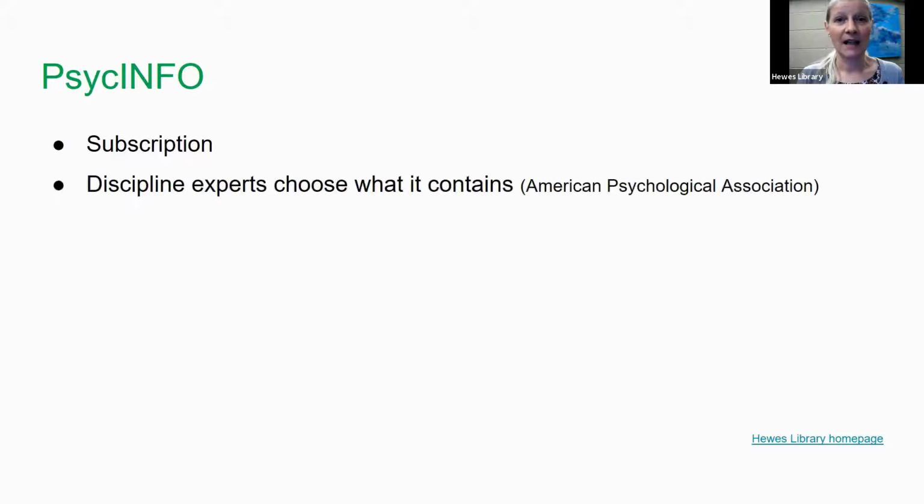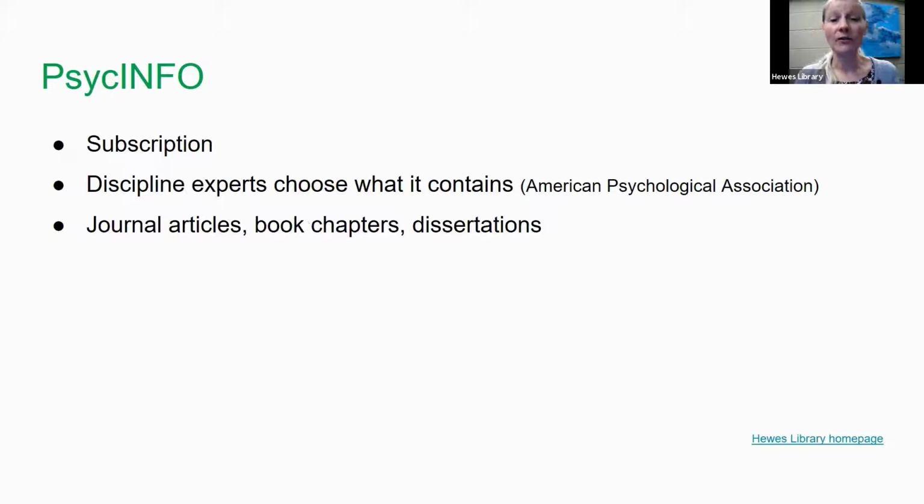So let's learn a little bit more about PsycInfo, the database we're going to utilize today. So it's a subscription database. The library subscribes to give access to users on campus. The items contained in this database are specific to the discipline of psychology and related fields, and experts who work for the American Psychological Association decide what information is in the database. So they kind of handpick the information that goes in there. What's in PsycInfo? Well, journal articles, book chapters, dissertations, and those kinds of related things, but academic sources.